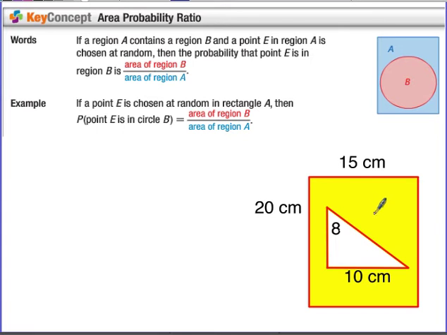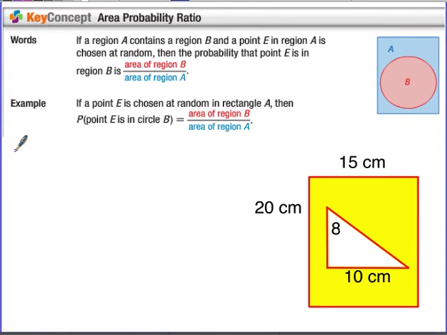We have an example here. So what's the first thing that we need to do before we can figure out the probability? You need to find the area of the two. Need to find the area of both objects. So if we're going to choose a point at random inside the yellow rectangle, what's the probability that it also lands inside the white triangle? We've got to have the area of both objects.